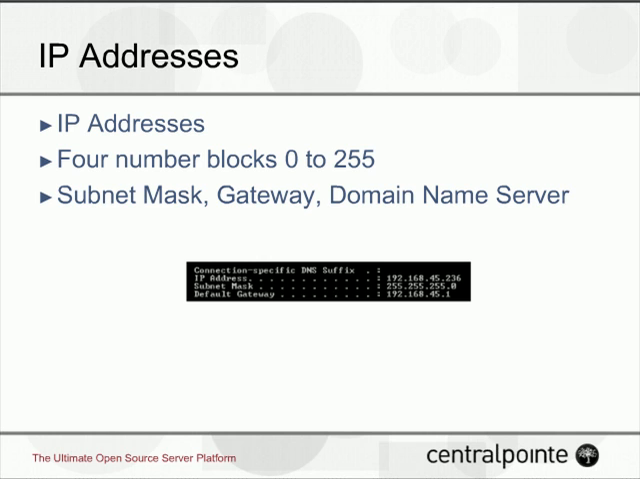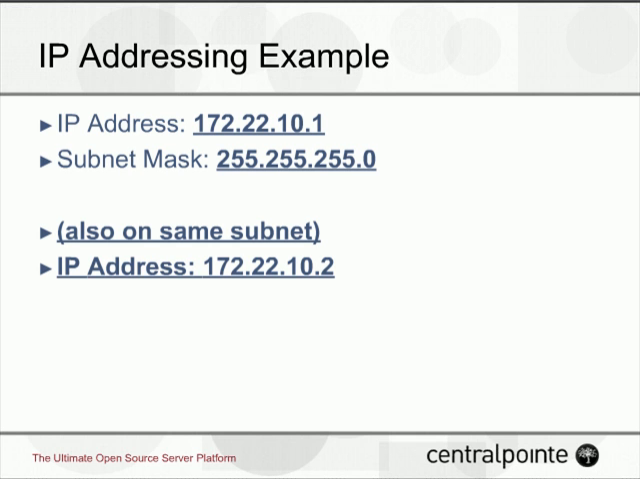The standard for uniquely identifying resources on a network is the protocol of assigning a numeric address or IP address made up of 4 blocks of numbers from 0 to 255 to all the individual devices on the network. Adding details of the subnet mask, gateway, and domain name server complete the configuration for a network-enabled resource. 172.22.10.1 with a subnet of 255.255.255.0 is a valid address on a network.